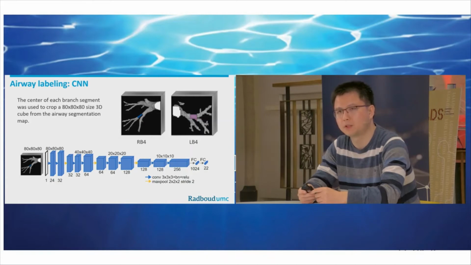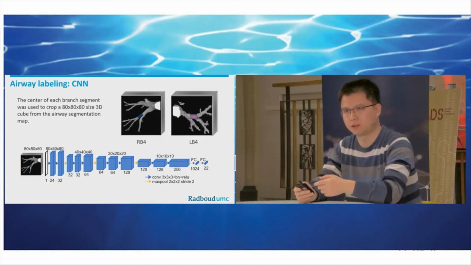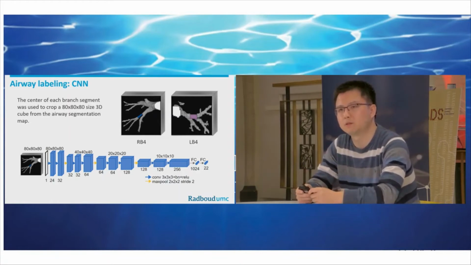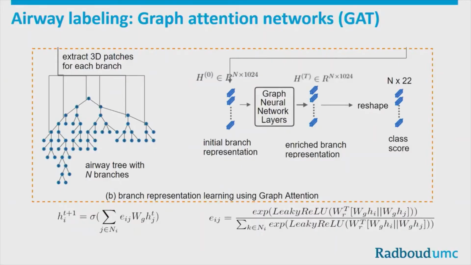In the end, after training this simple convolutional network, we have a representation for each branch, which is 1024-dimensional. That is the input to the graph attention network. The reason why we use a graph attention network is that we want to introduce edge weights. Not sure if you can see it on the lower left part of the slide, there is an equation where in the middle we have this e_ij, that's the edge weight between node i and j.